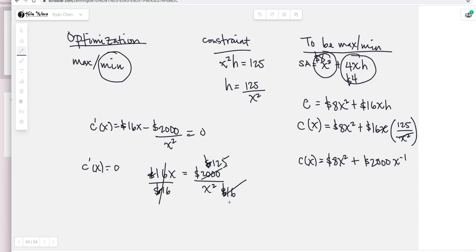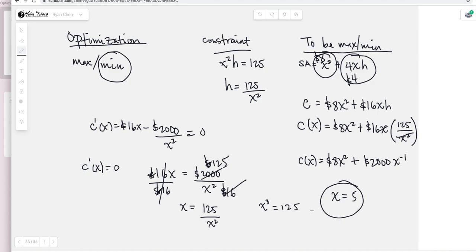Okay, anyway, we multiply by x. So right now where we're at is x is equal to 125 over x squared. And then we multiply both sides by x squared, we get x cubed is equal to 125, from which we get x is equal to 5.